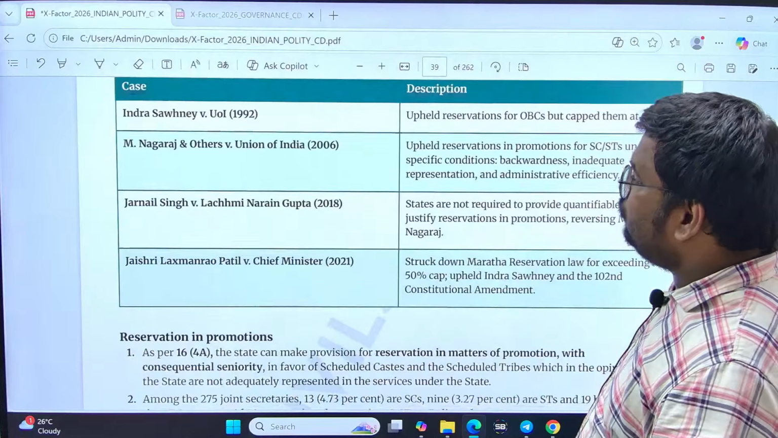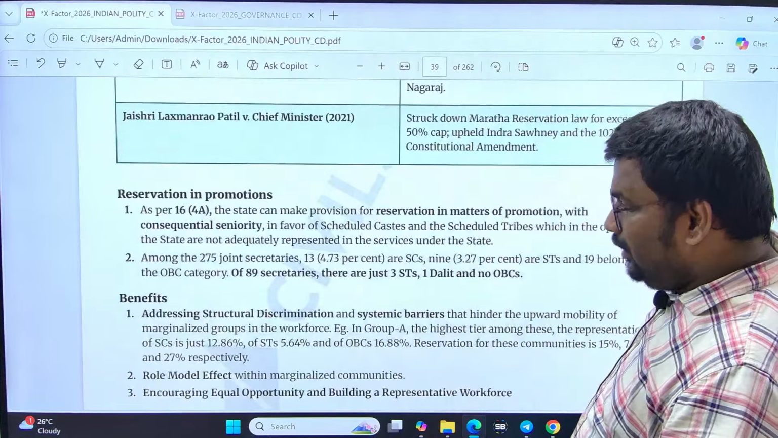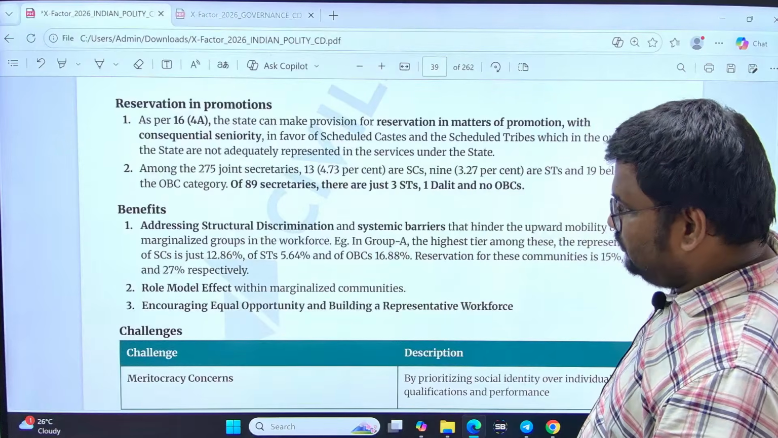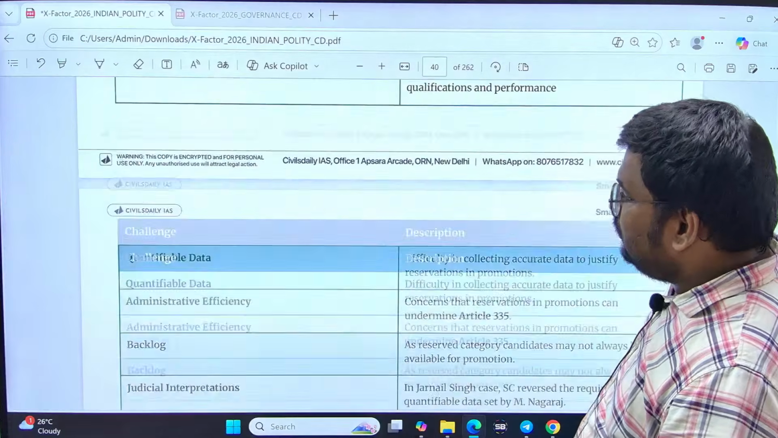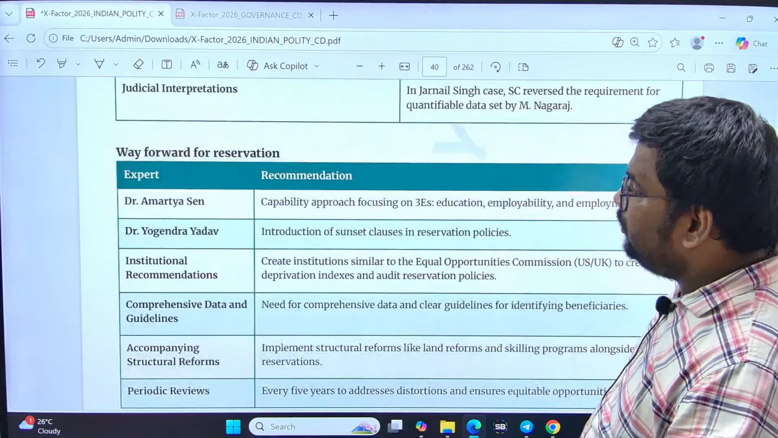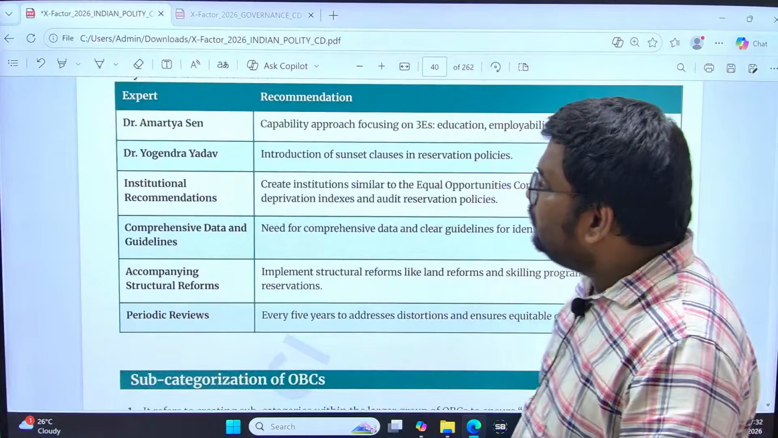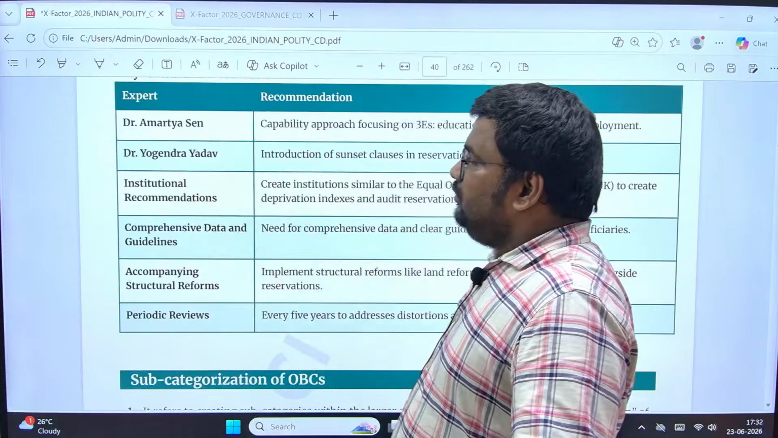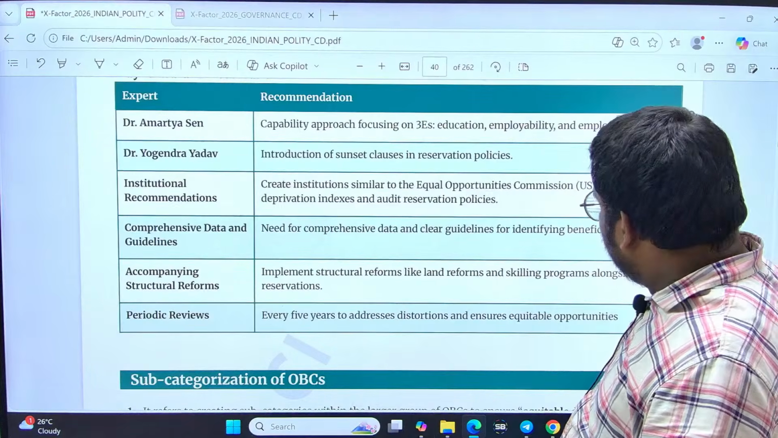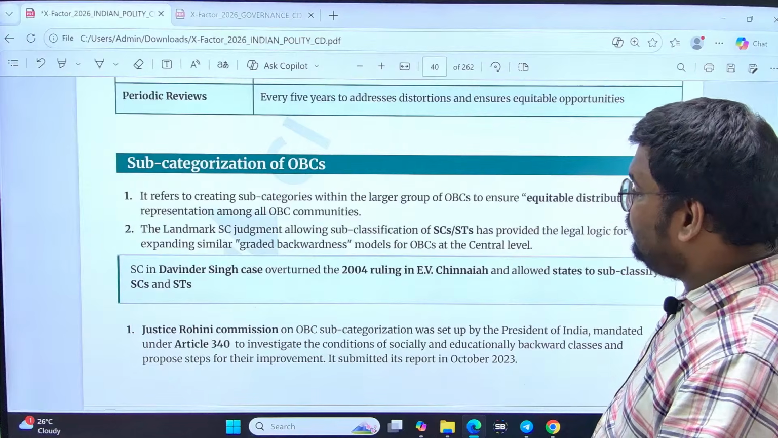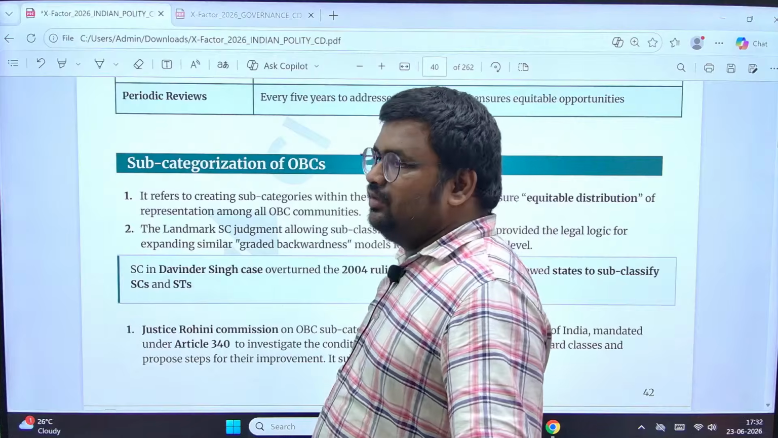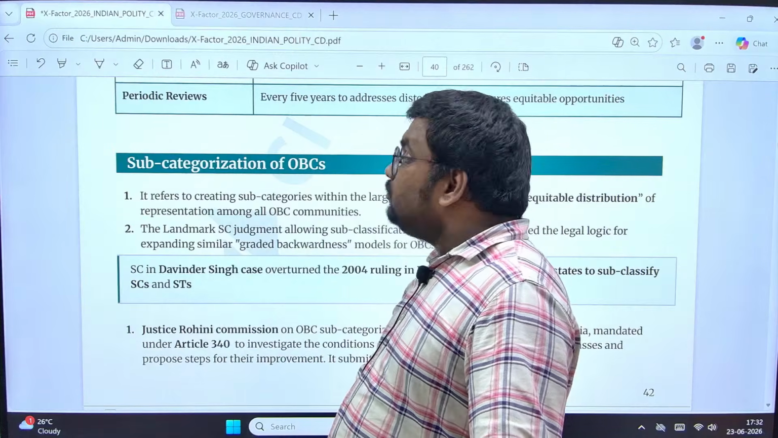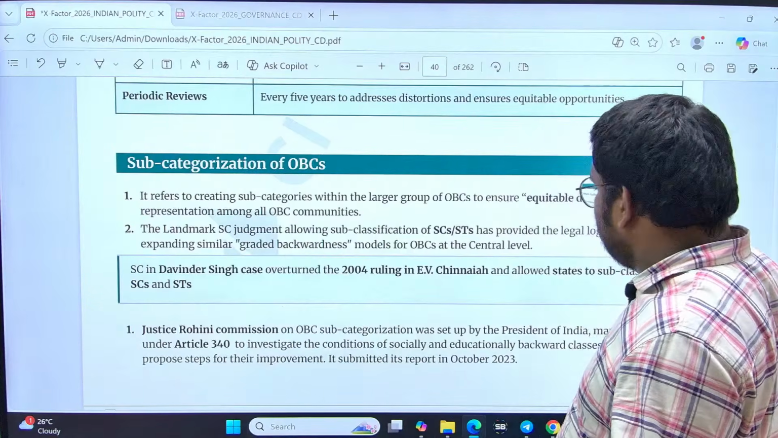Then these are the Supreme Court judgments. Then comes the reservation in promotions, ठीक है, its benefits, its challenges and its way forward. Again, if you can see, we have given the scholars there. Then subcategorization of OBC, that this was again Devinder Singh case. It was in recent news. So in that context also you can get a question.